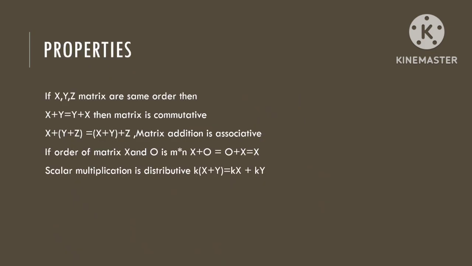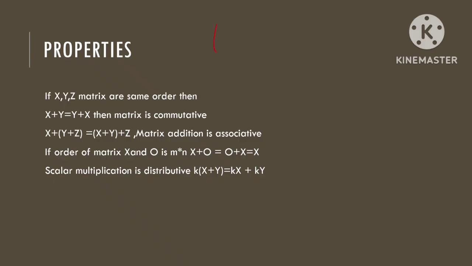Now, properties of matrix. There are three matrices here, X, Y, Z, whose order is the same. Same order means, for example, X has 2 rows and 2 columns, and Y also has 2 rows and 2 columns. Clear? If we add X plus Y, or we add Y matrix plus X matrix, there is no change. For example, I'm writing a simple example here. This will apply for all the elements.